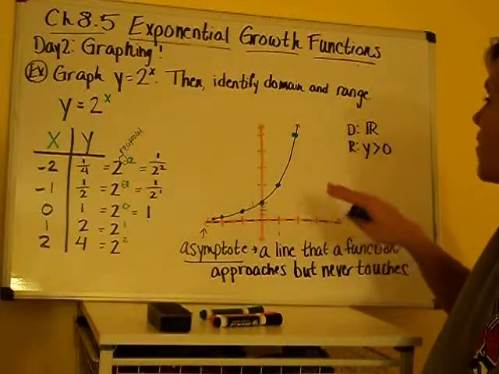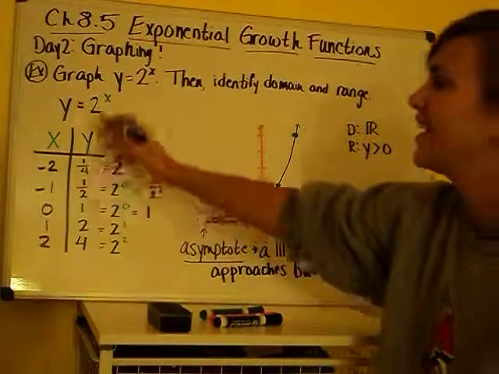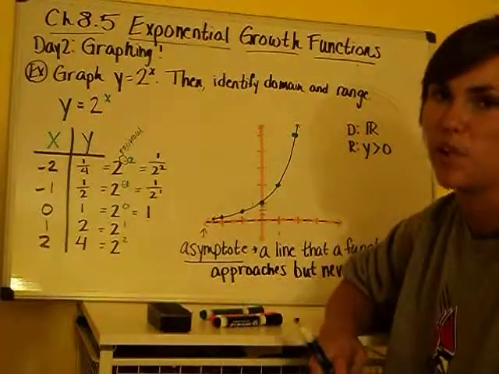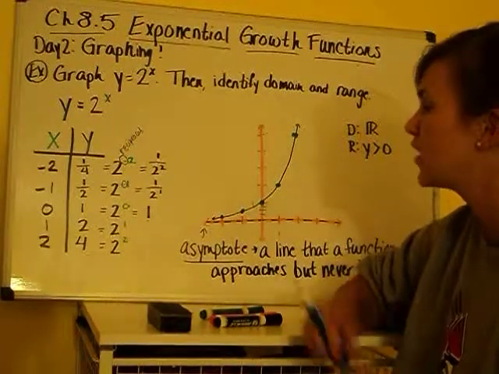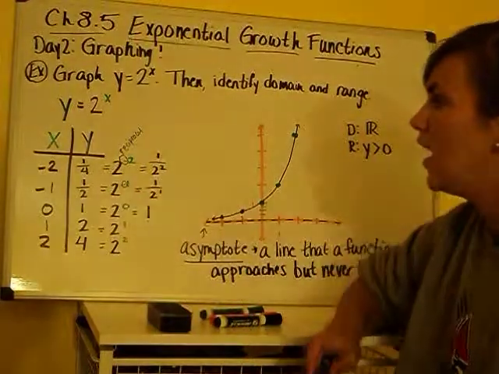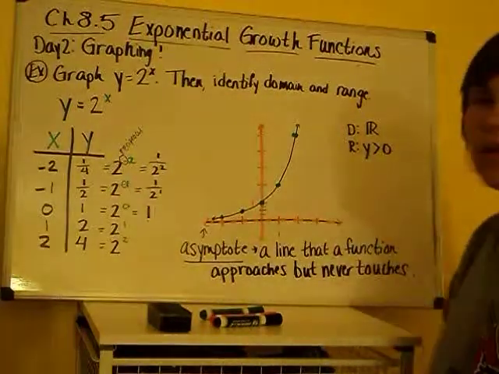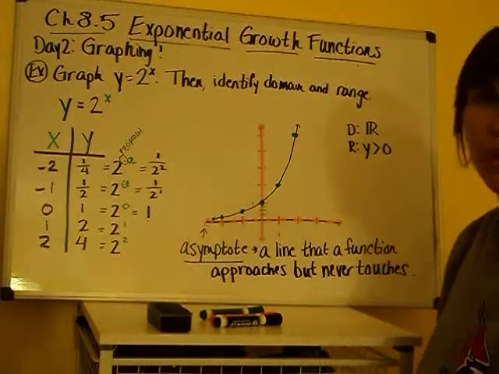When we identify our domain and range, our domain is anything. We can plug in any x value and get a corresponding y value. It doesn't matter if our x is negative or not. If it's negative, we're going to get a fraction. It'll be a very, very small fraction the further we get down. And if we put in a positive number, we're going to get a really, really big number. So x, our domain, is all real numbers, because x can be whatever it wants.